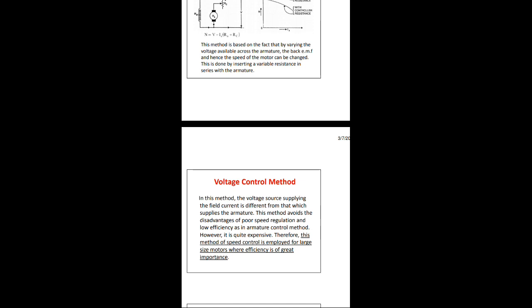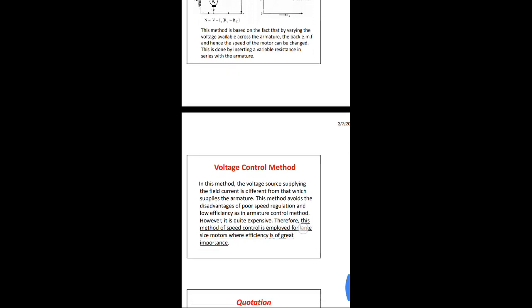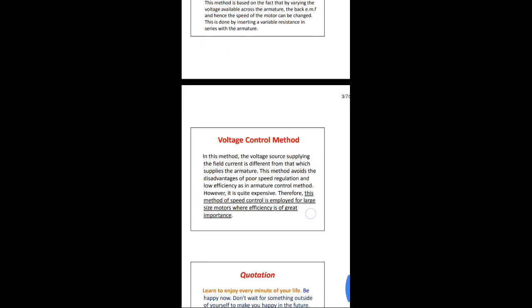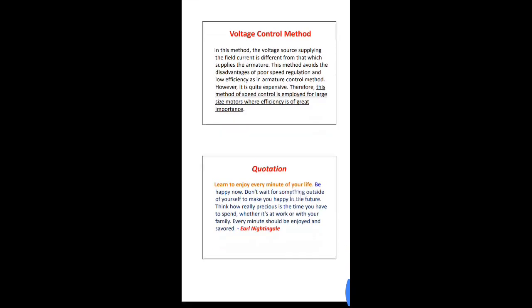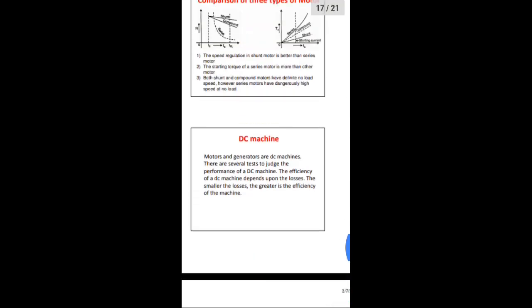This method avoids the disadvantage of poor speed regulation and low efficiency of the armature control method. However, they are quite expensive. Therefore, this method of speed control is employed for large size motors only, where high efficiency is not important. This is the speed control of a DC motor.